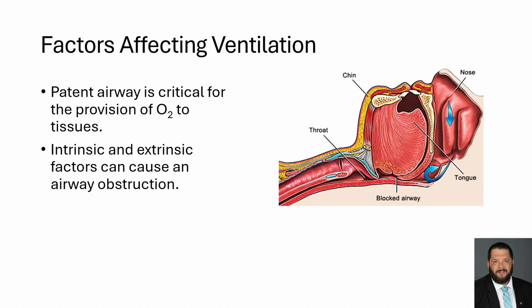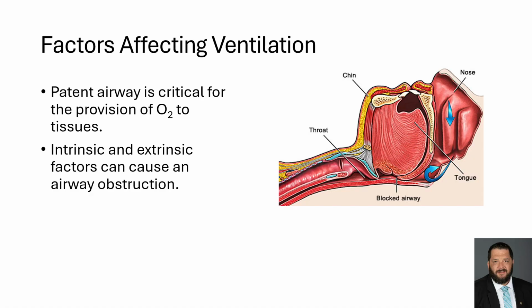Some of the factors that can affect ventilation, leading to this ultimate VQ mismatch that we were discussing, are things like a patent airway. A patent airway is critical for the provision of O2 to get into the lungs first and foremost, and then be onboarded onto the hemoglobin and delivered to the cells. There can be factors that affect ventilation, including intrinsic factors and extrinsic factors.